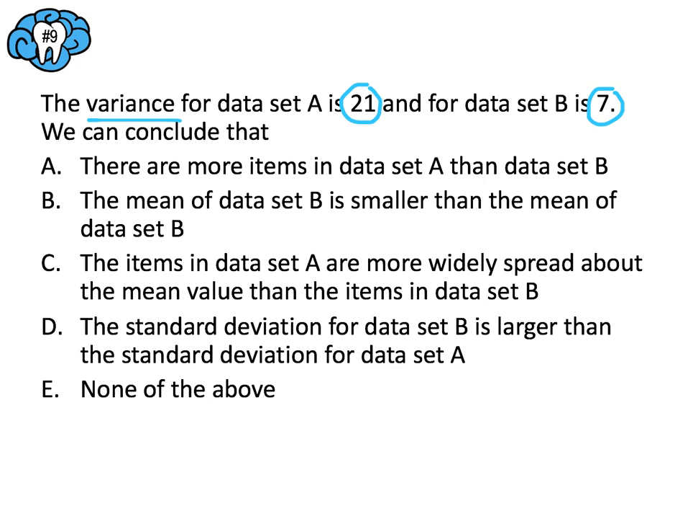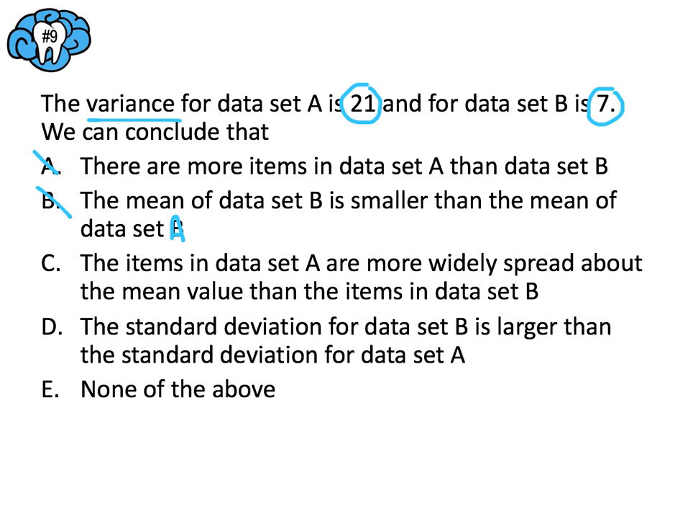There are more items in dataset A than dataset B. No, we don't know that specifically. That's not what variance is talking about. The mean of dataset A is smaller than the mean. No, this is a measure of central tendency. That doesn't have to do with variance here. And I think what they're trying to say here is that, if the variance is 7 for B, and it's 21 for A, then maybe this is supposed to say the mean of dataset B is smaller than the mean of dataset A. But regardless, that answer choice is incorrect either way.